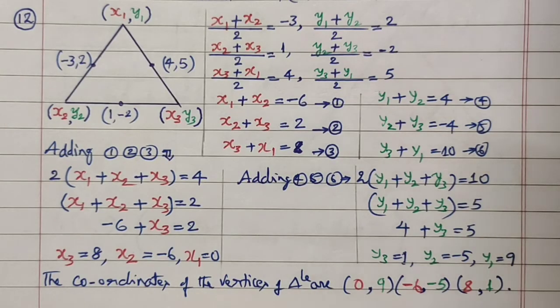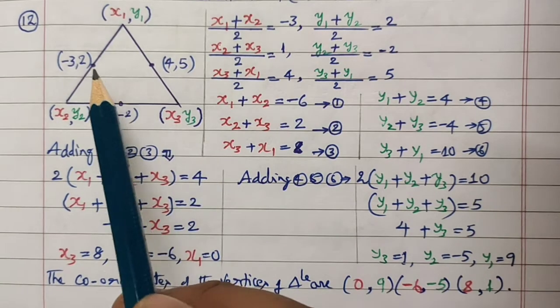The midpoints of the sides of a triangle are minus 2, 3, 1, minus 2 and 4, 5 respectively. Find the coordinates of the vertices of the triangle. In the previous problem, they were given as the vertices. We found out the midpoints. Now they are given the midpoints. We need to find out the coordinates of the vertices of the triangle.